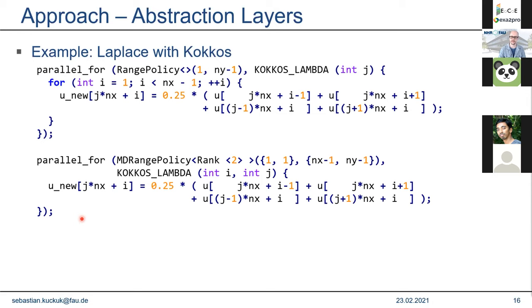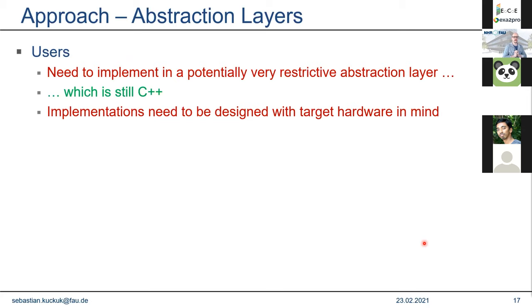So to summarize for users, they are forced to implement their kernels inside the framework in a very restrictive layer, which on the plus side is still valid C++. So it's not that different from what they're used to. But of course, in some cases they need to change the algorithms they're using or the way they implement them. And as we've seen before, some of the implementation details need to be designed or chosen with the target hardware in mind. So yes, you have a portability layer, but you still need to keep in mind the execution platform you're targeting and maybe tune to that. So it doesn't fully solve the problem.